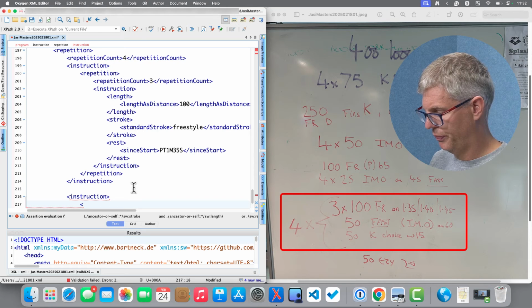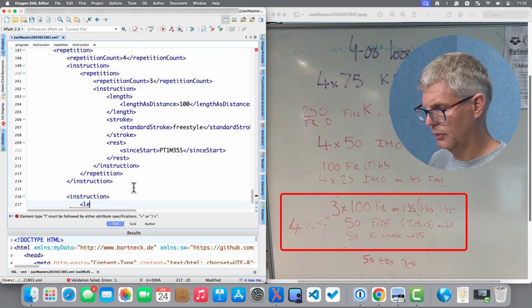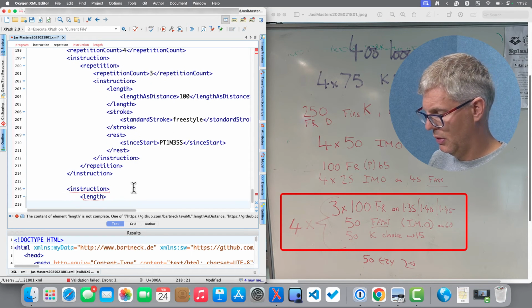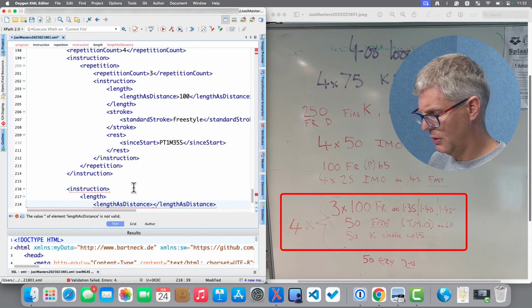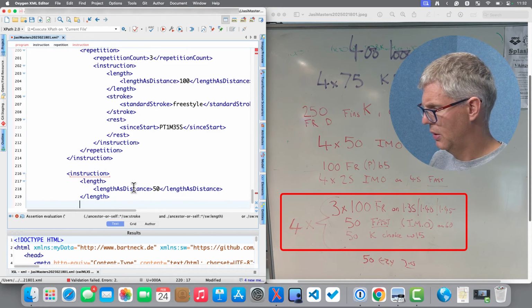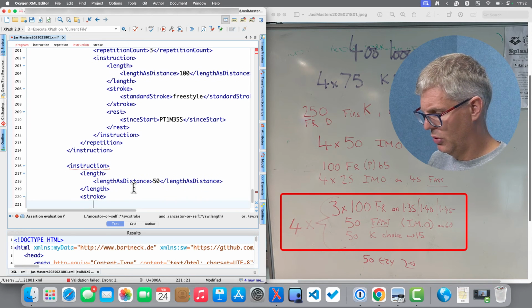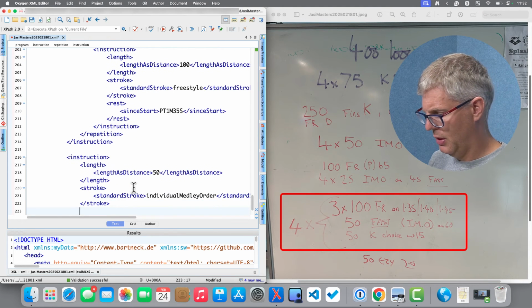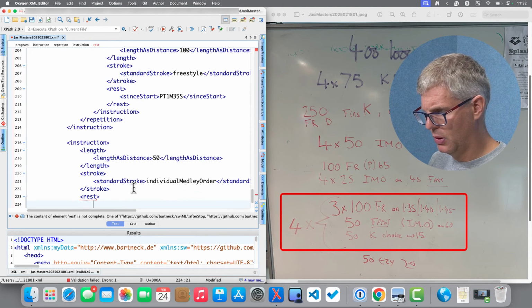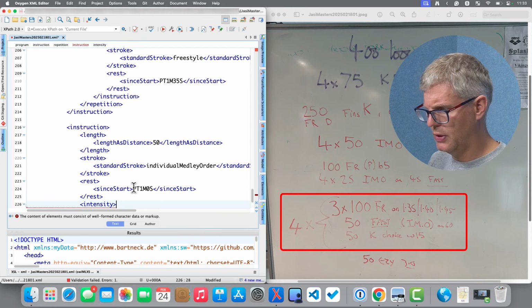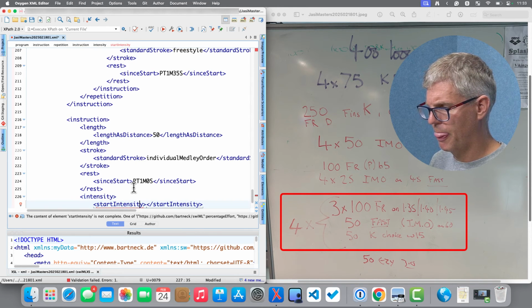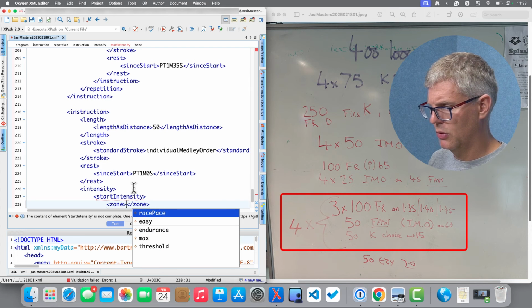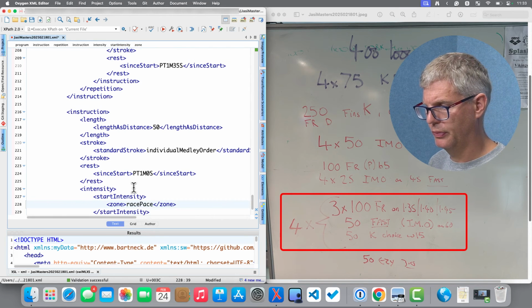Length as a distance, 50. Stroke is individual medley order. And we have a rest period of 1 minute. And we have an intensity, zone race pace. Cool.